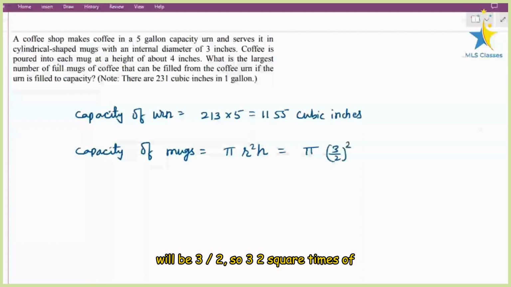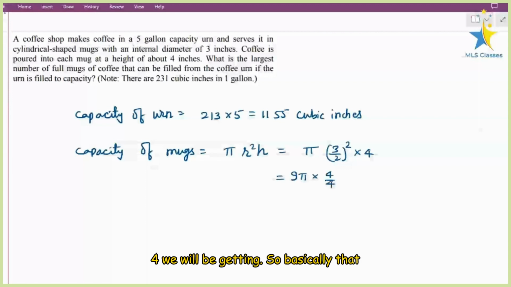So 3 over 2 squared times the height, which is 4. From here we get pi times 9, actually 9 pi times 4 over 4. So basically that is equal to 9 pi. So the capacity of one mug is 9 pi.